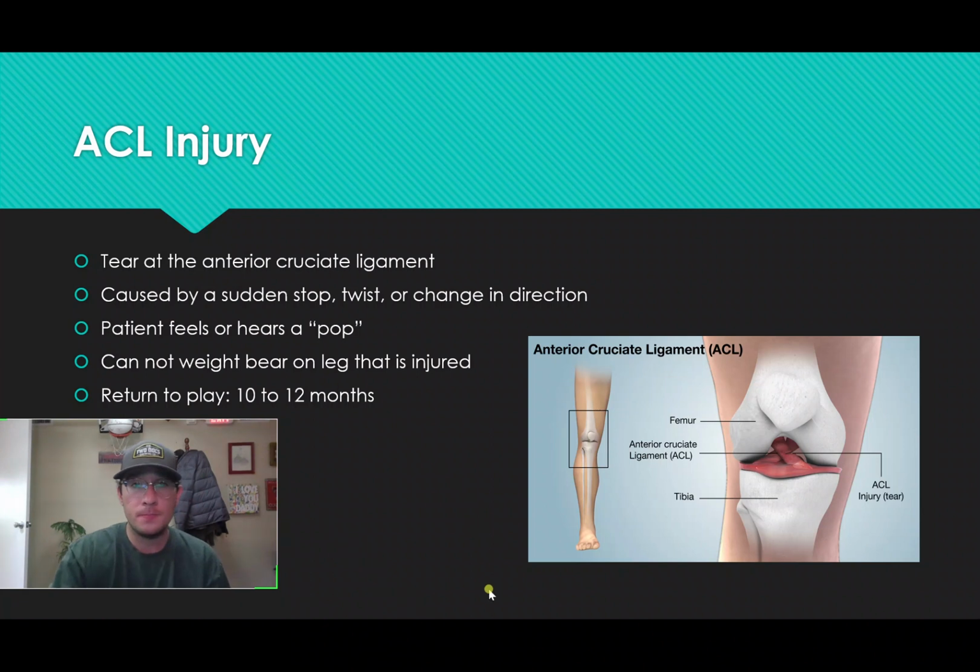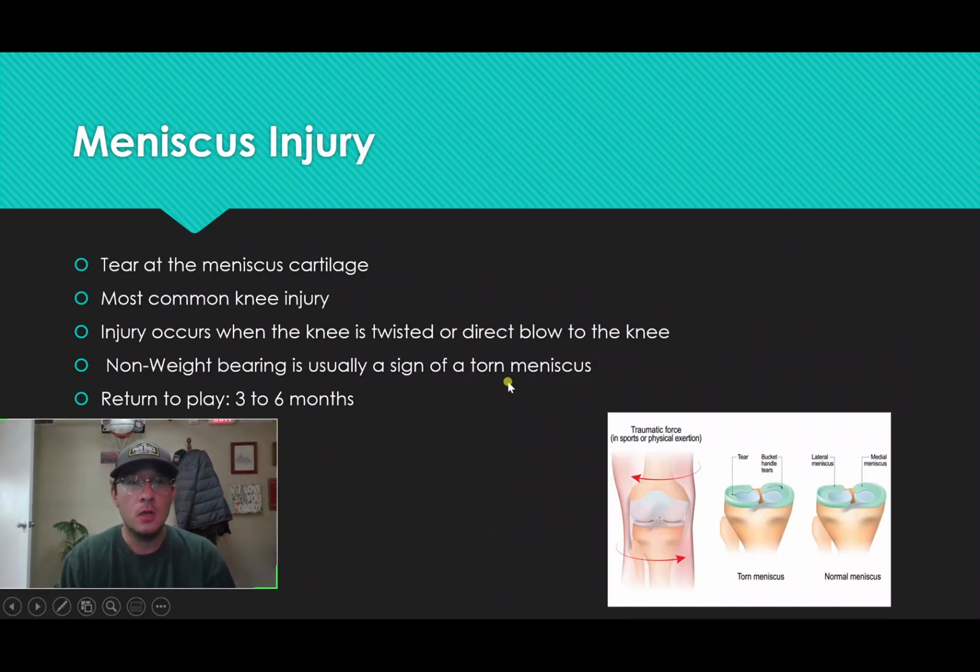So now let's go to the meniscus. So the meniscus injury is a tear at the meniscus cartilage. The meniscus is like a C-shaped cartilage that is a shock absorber. It's going to help the femur and shin bones from rubbing up against each other, causing a very difficult pain in that knee for sure. It's the most common knee injury.